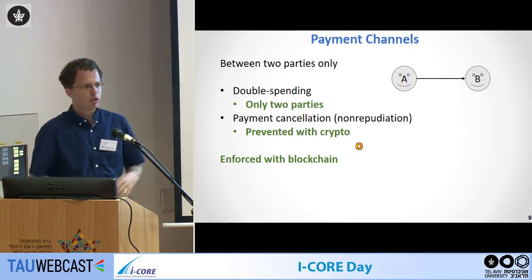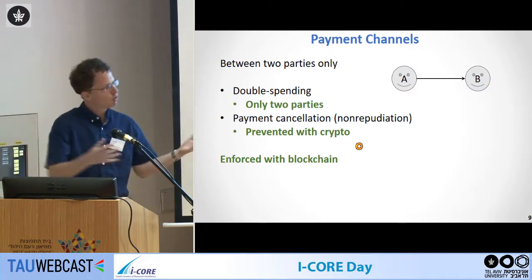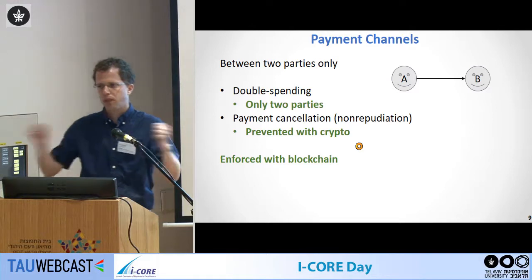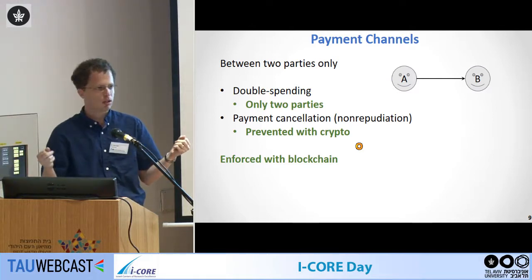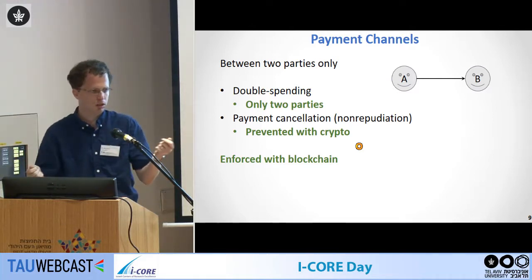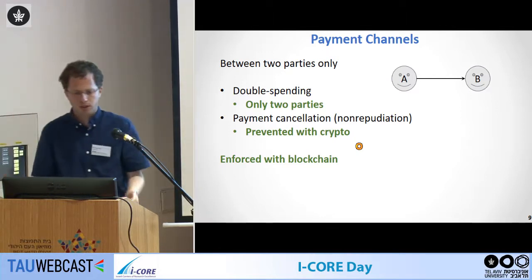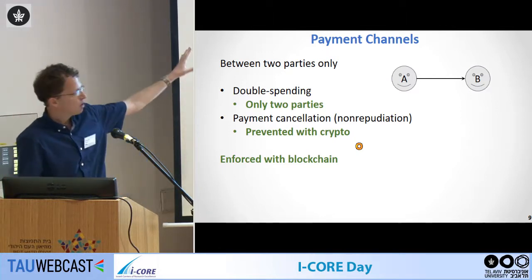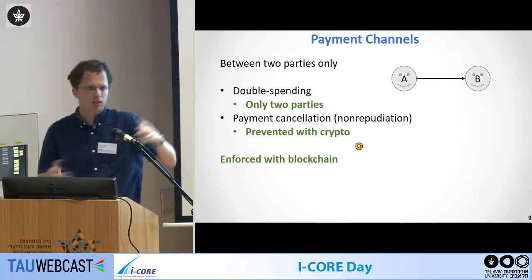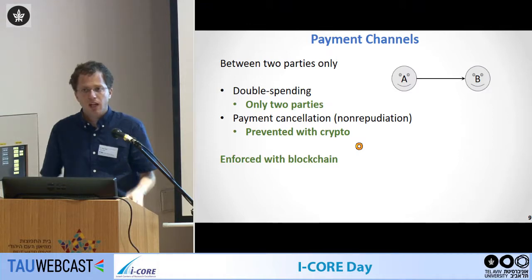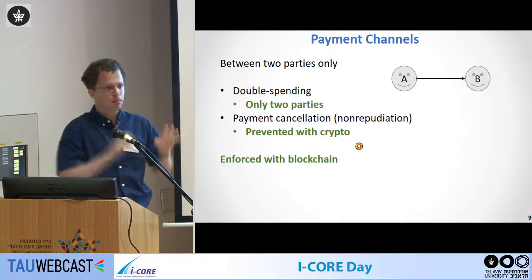So the general approach in blockchain systems is to use payment channels. Here you overcome the double spending problem by just having two parties, so there's no third party. And payment cancellation is overcome with crypto. Alice signs with a private key that only she has. And now we have everything enforced by the blockchain.